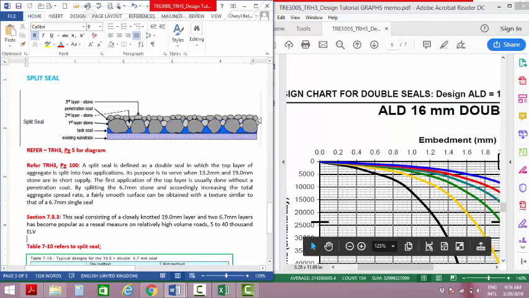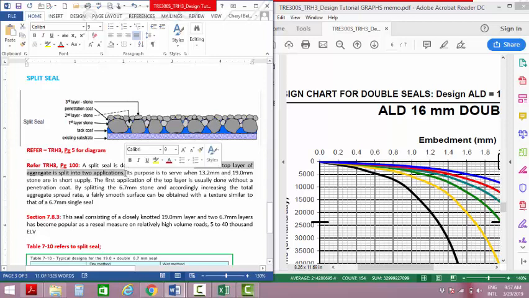First of all, what does it look like? So unlike a double seal, the small stone is where the difference occurs. Effectively, instead of one layer of small stone, there are 2 layers of small stone. Now, when we define a split seal, it's a double seal in which the top layer of aggregate is split into 2 applications. So effectively, this came about because there used to be a shortage of the 13.2 and 19 mil stone. So the first application of the top layer is normally done without a penetration coat.